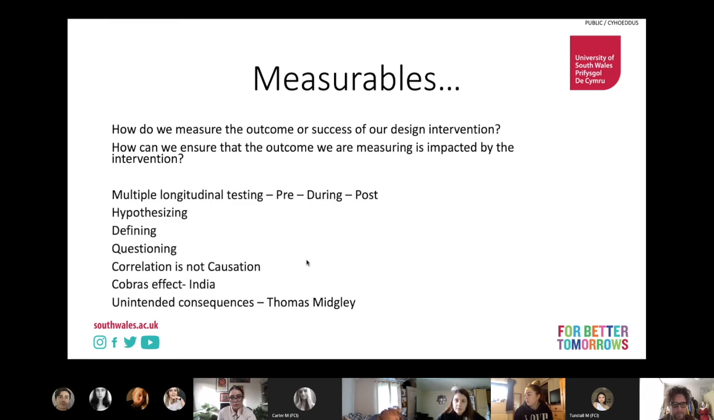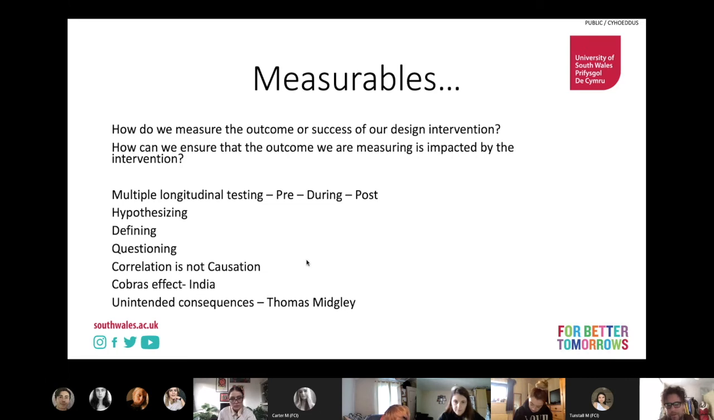So there's lots of things here that we might say, oh, are they connected? Are they not? So here's a few examples that we need to be looking at. We need to look at multiple longitudinal studies. Longitudinal testing is testing that goes for a long time. So testing before we do our intervention, testing whilst the intervention is happening, and testing post-intervention will allow us to understand what impact that intervention had. Hypothesizing is a good idea. So before we even get to the intervention, hypothesizing about what we think the outcome might be, what we intend the outcome to be, what the measurable for that outcome might be, and then testing your hypothesis as many times as possible before you move into the project.